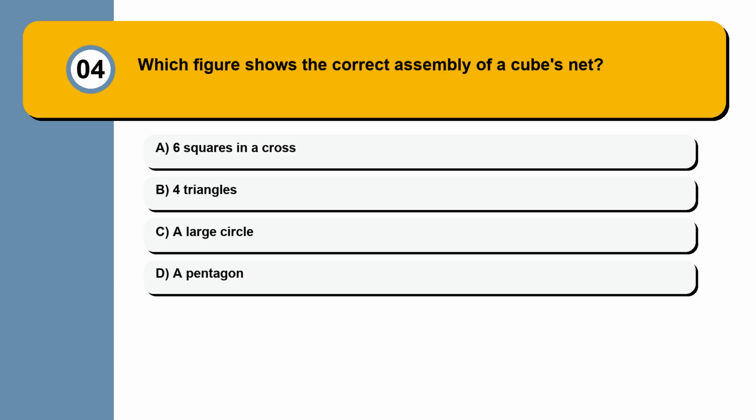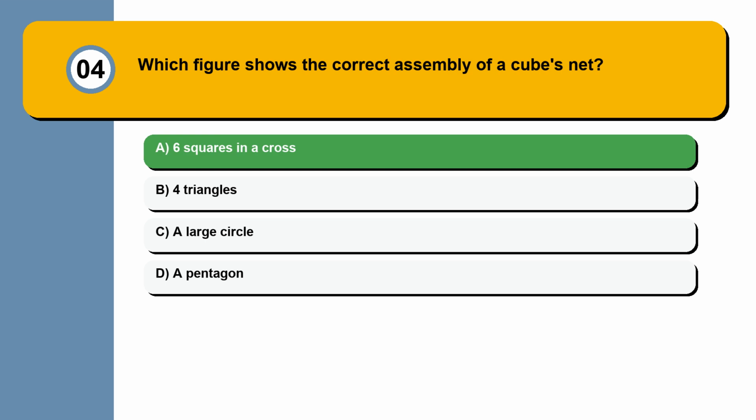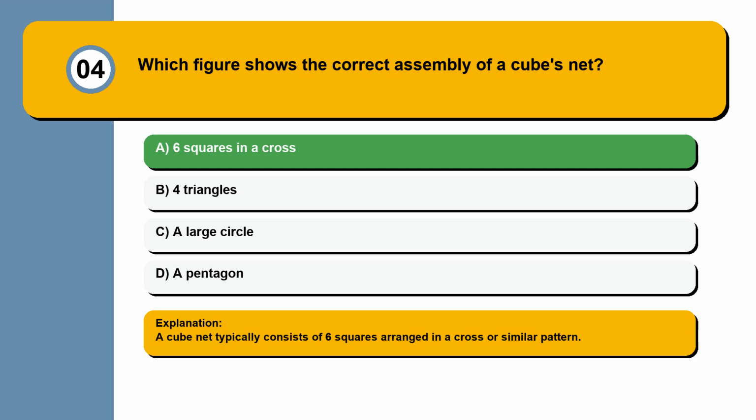Question 4. Which figure shows the correct assembly of a cube's net? 6 squares in a cross, 4 triangles, a large circle, a pentagon. A cube net typically consists of 6 squares arranged in a cross or similar pattern.